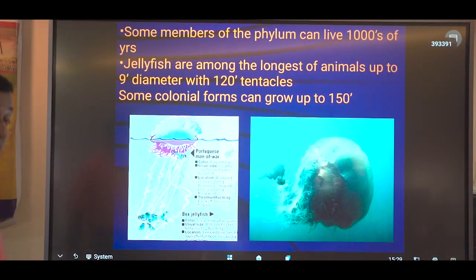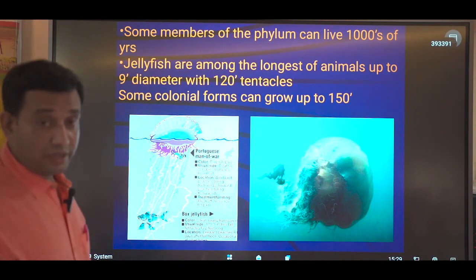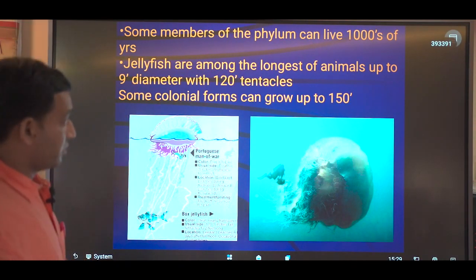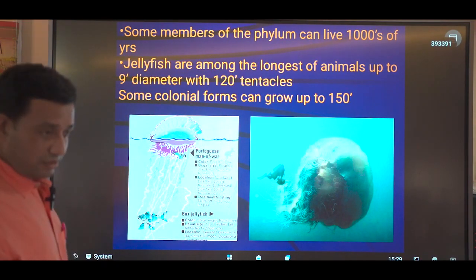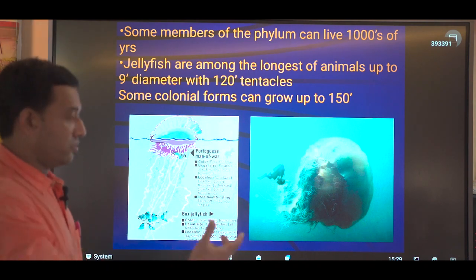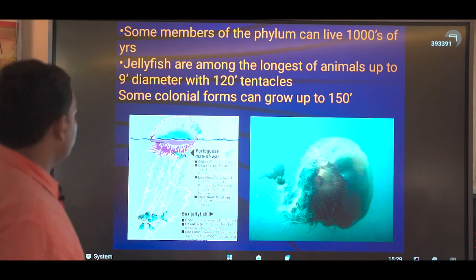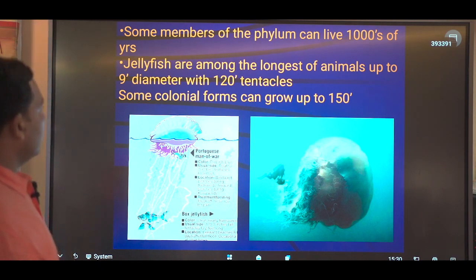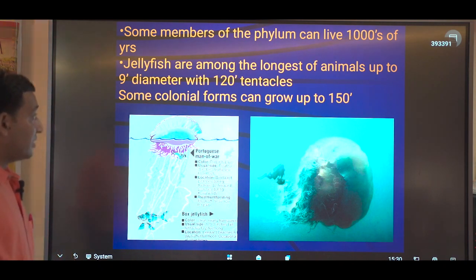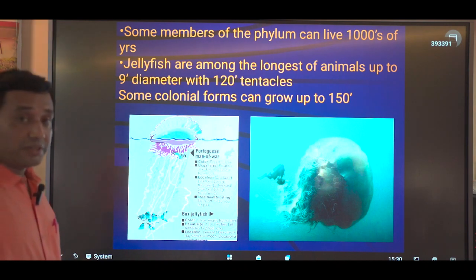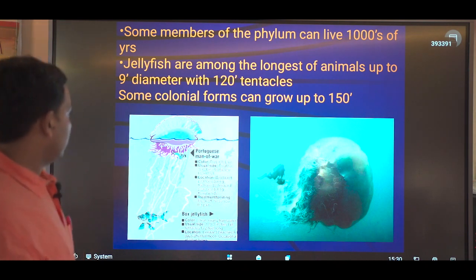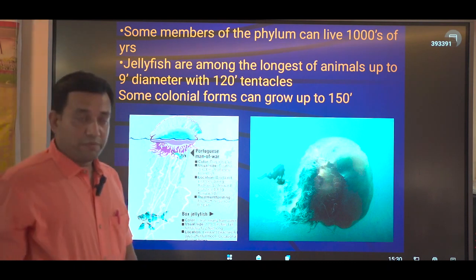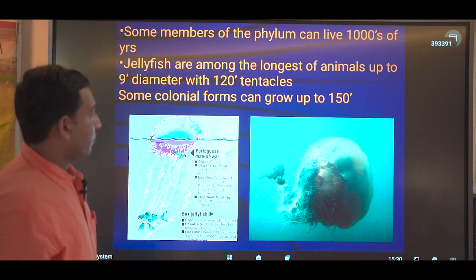Some members of the phylum can live up to thousands of years. You can say these are immortal. Some of the individuals are immortal. They just undergo regeneration, increasing in number without death. Jellyfish are the longest animals. They can grow up to 9 feet in diameter and have 120 feet long tentacles. Some colonial forms can grow up to 150 feet.